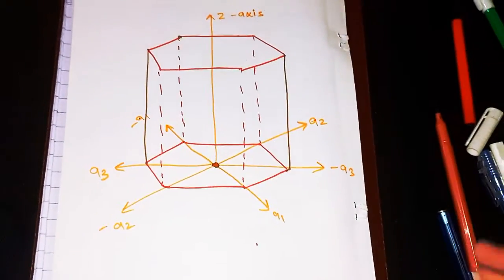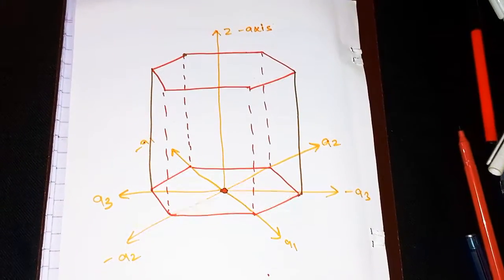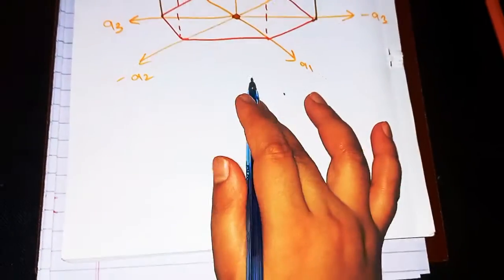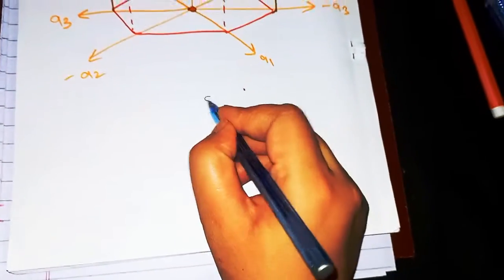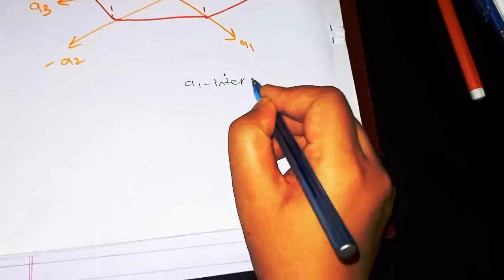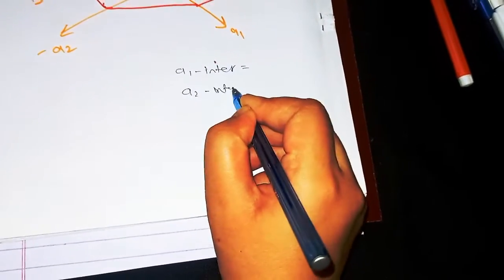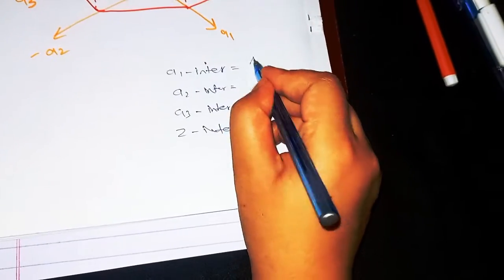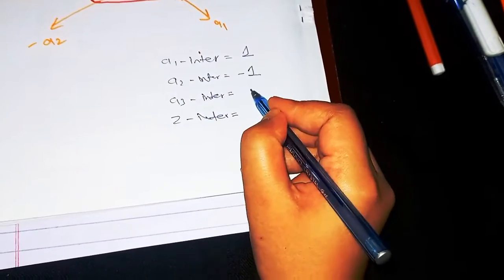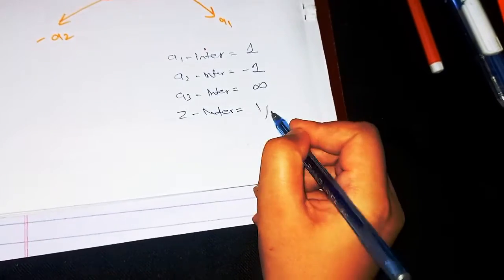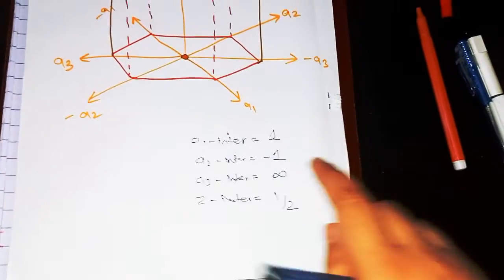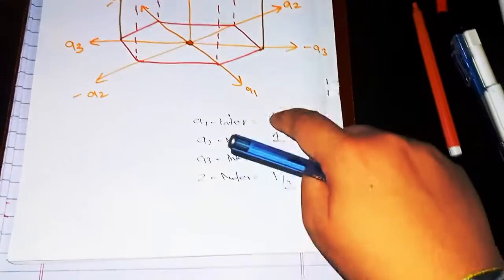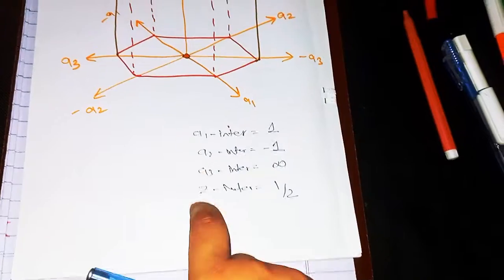All right, so we have successfully drawn our hexagonal unit cell, and now it's time to use the intercepts to draw the plane. Let's write down those intercepts here so that we can quickly use them. A1 intercept, A2, A3, Z intercept. So the A1 intercept is 1, A2 is -1, A3 is infinity, and Z is 1 by 2. Okay, since we have infinity as A3, we'll deal with it at the end. Let's use these non-infinity ones first.